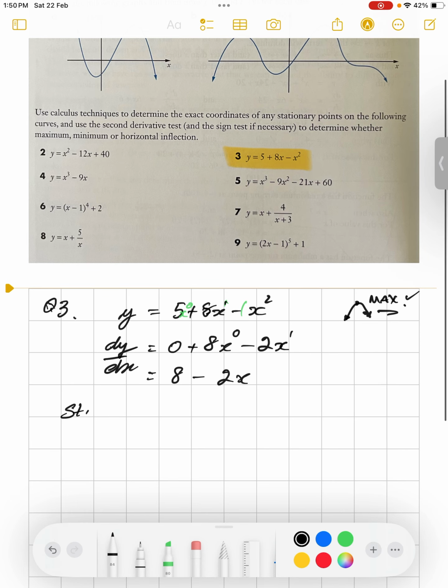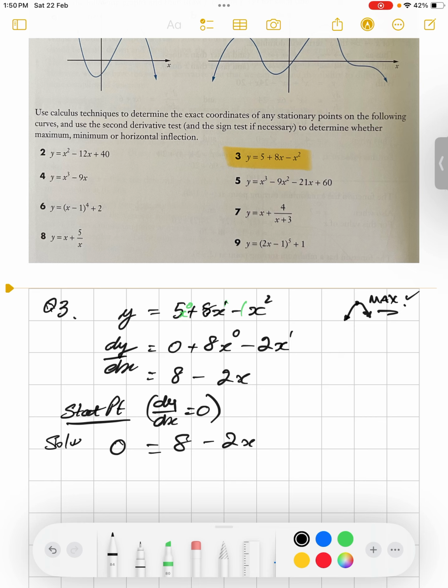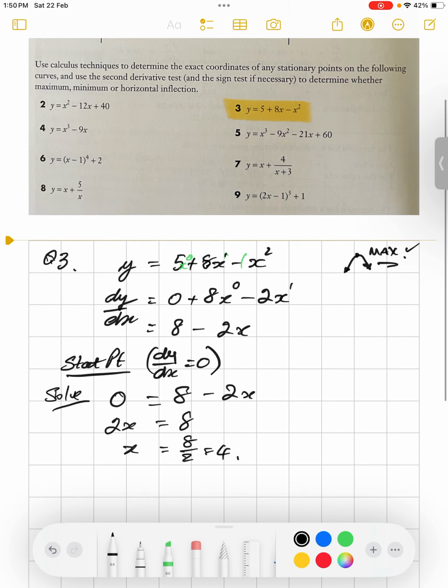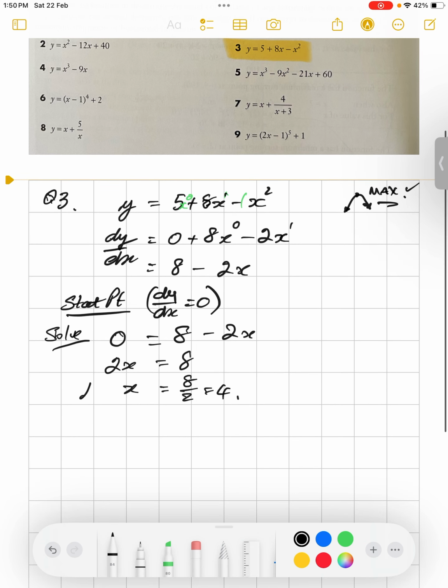And therefore the stationary point happens when the derivative is 0. So we let our derivative equal 0 and solve that. So we bring the minus 2x across to be positive 2x. We take that times 2 across to be divide 2, and we get a stationary point at x equals 4.